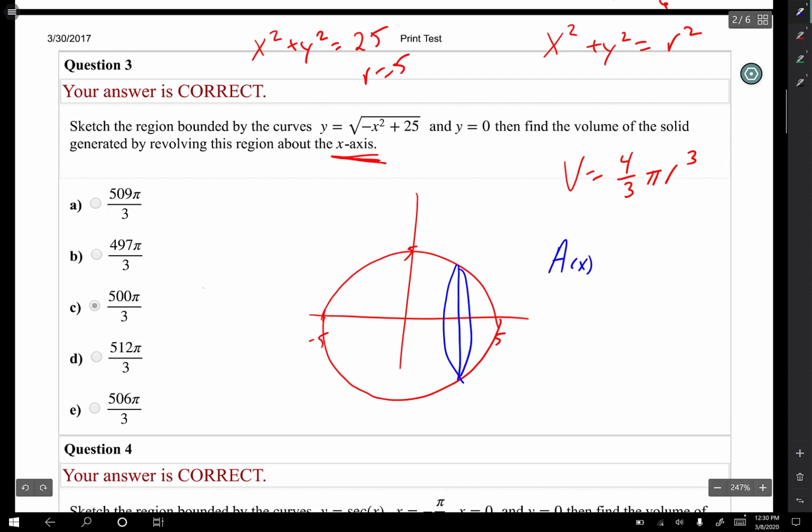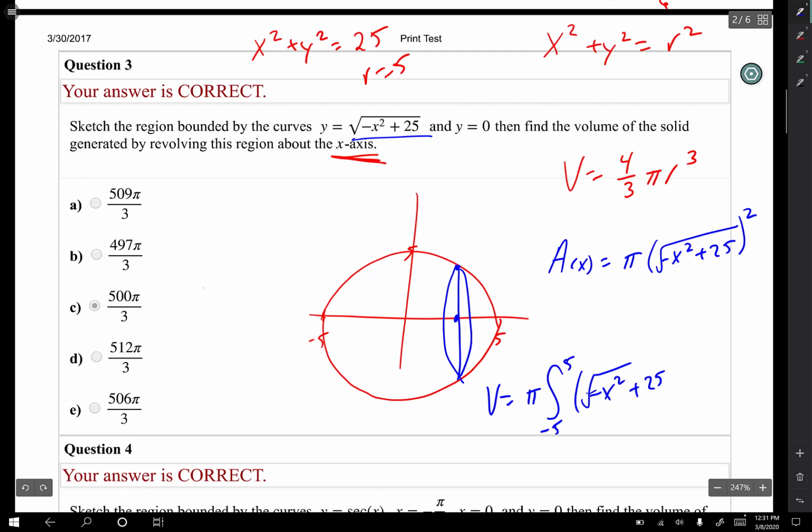That's an area of a cross-section. That cross-section is a circle. Pi r squared. The radius is the distance from here to the top of that curve. That top of that curve is this guy. Negative x squared plus 25, square root of that. All of that squared, so it's going to go away. So my volume is equal to pi on the outside, integral from negative 5 to 5 of square root of negative x squared plus 25, close it, dx. Make sure to put the square on it.